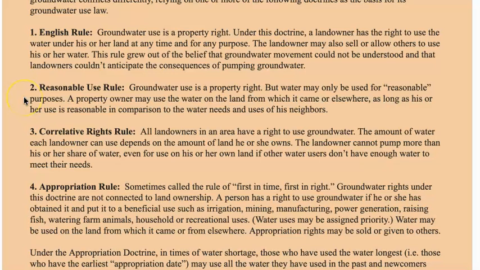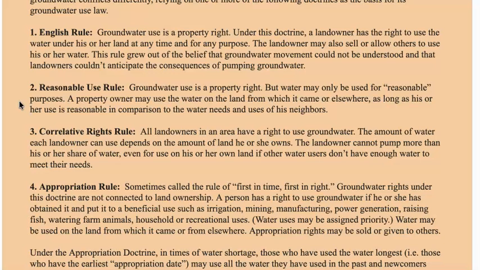Number two, reasonable use rule. Groundwater use is a property right, but water may only be used for reasonable purposes. A property owner may use the water on the land from which it came or elsewhere, as long as his or her use is reasonable in comparison to the water needs and uses of his neighbors.